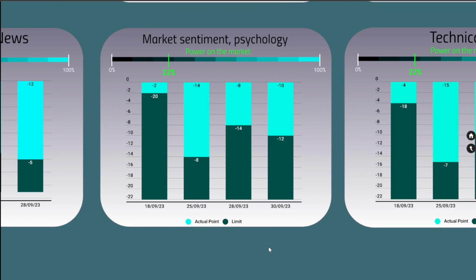The market sentiment and psychology is somewhat declining compared to the previous data, which was minus 8%, and now the new data is minus 10%. The maximum is actually pretty huge. It's 22% altogether, but we use only 10% out of it. So huge surprises are still ahead of us because we don't use the most power.